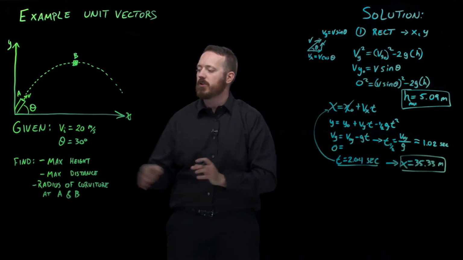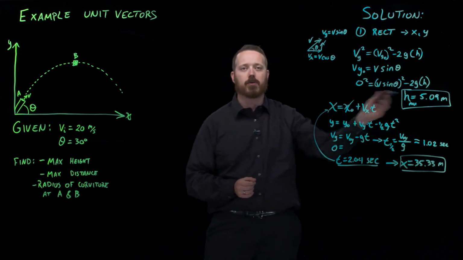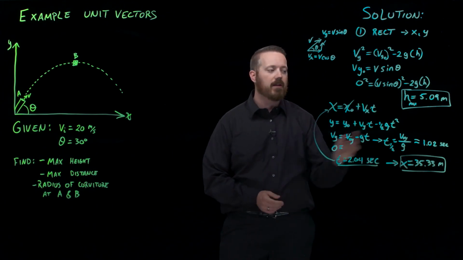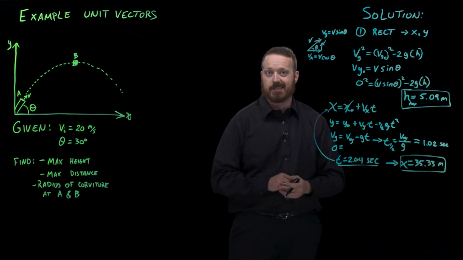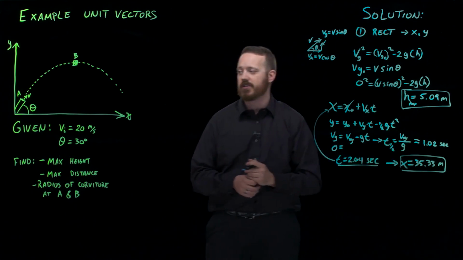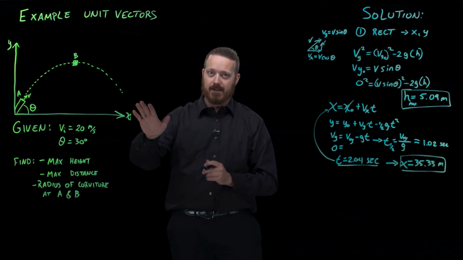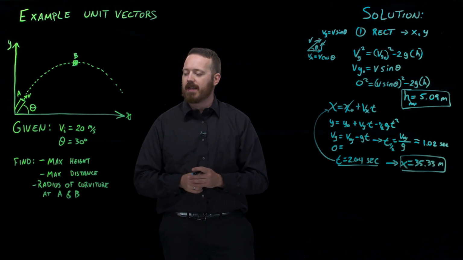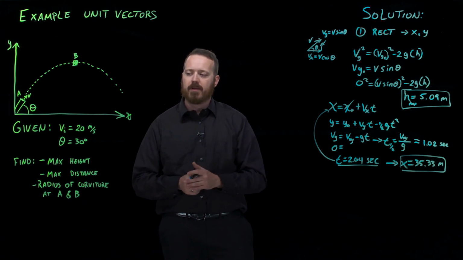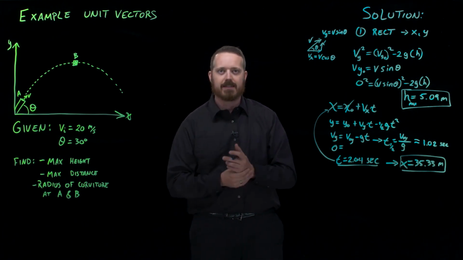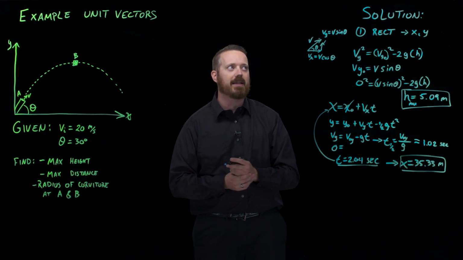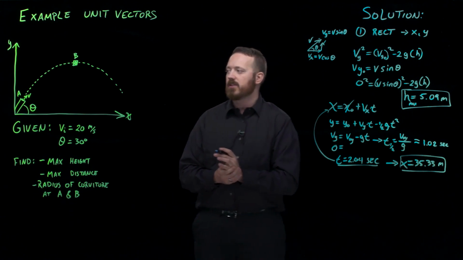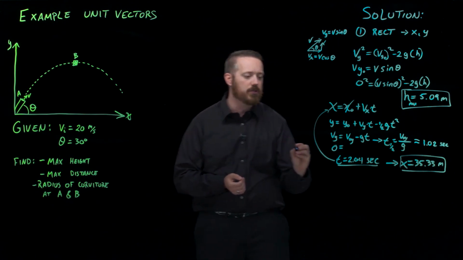So now we've answered two questions. What's the maximum height it's going to achieve? And what's the maximum distance it's going to travel? And along the way, we also found out how long it's going to take to get there, which might be interesting information if you happen to be on this side of the cannon and you want to run away. Now, the next part is the radius of curvature. That's a key word for us, and it means that we're going to need to look at a different set of unit vectors.